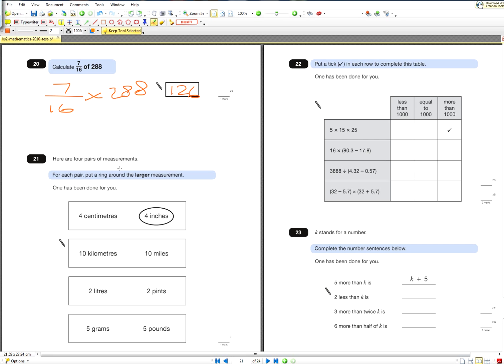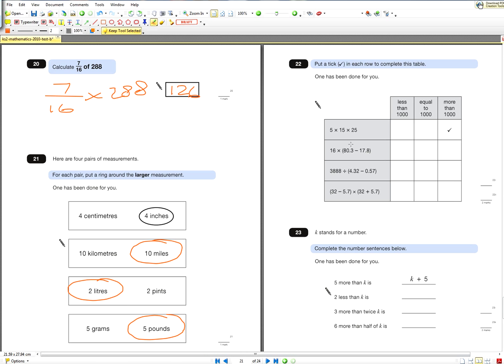Okay, so for each pair, circle the larger measurement. 4 inches is going to be worth 4 lots of 2.5 centimeters, which is more than that. 10 kilometers and 10 miles. Miles is the longer measurement. Each mile contains 1.6 kilometers. 2 liters and 2 pints. 1 liter is 1 3/4 pints, and 2 liters is double that, which is more. 5 grams and 5 pounds. 5 pounds is much bigger. 2.2 pounds makes a kilogram.